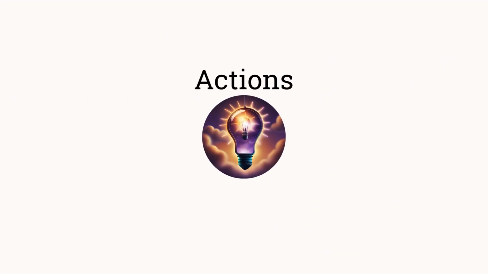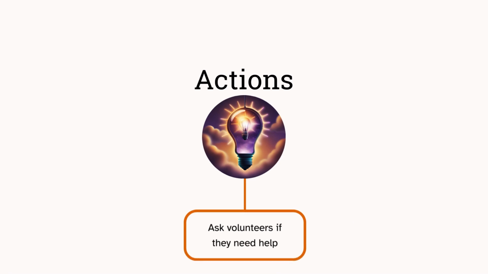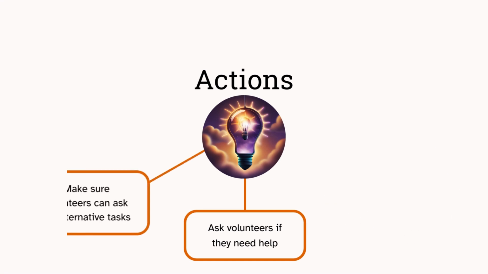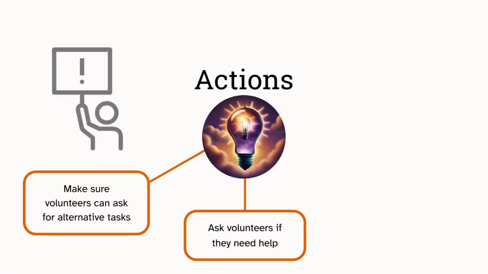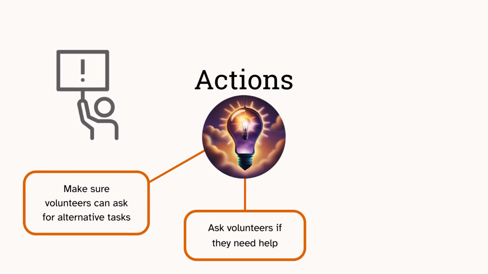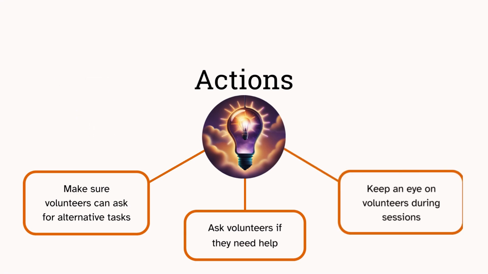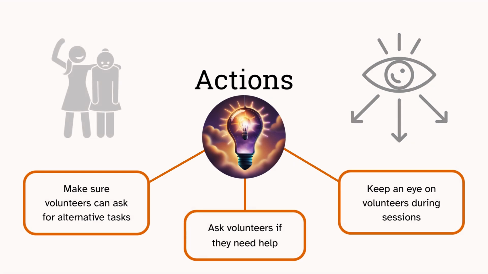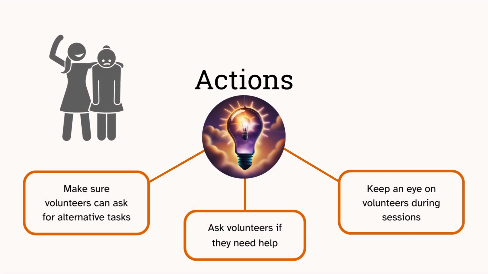Actions. Ask both new and existing volunteers at the start of each session if there's anything they might need a bit of extra help with. Make sure volunteers feel comfortable asking for an alternative task if they're finding something difficult, for whatever reason. Keep an eye on volunteers while they carry out their tasks, so you know if they're struggling and can offer help as needed. If a volunteer is reluctant to accept help, they may be worried about seeming incapable. Try to reassure them and continue to offer help.